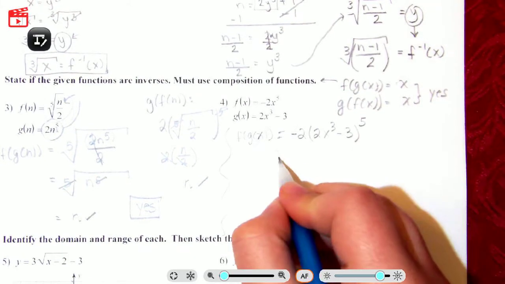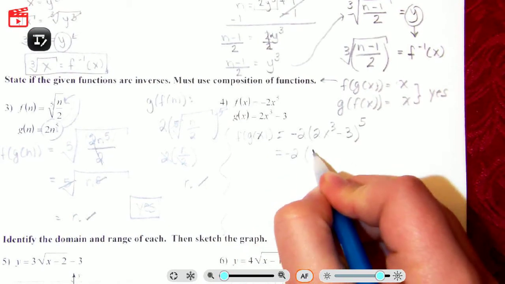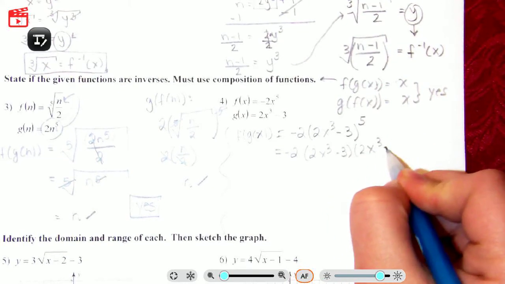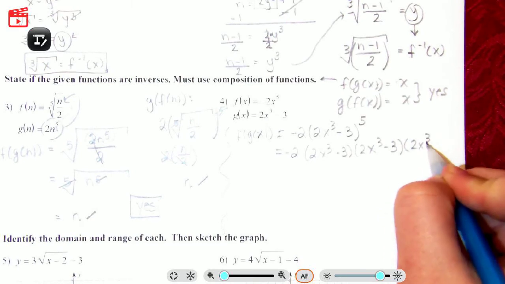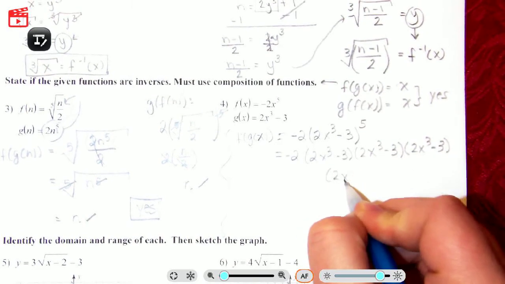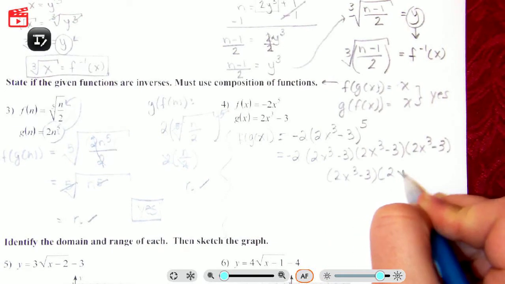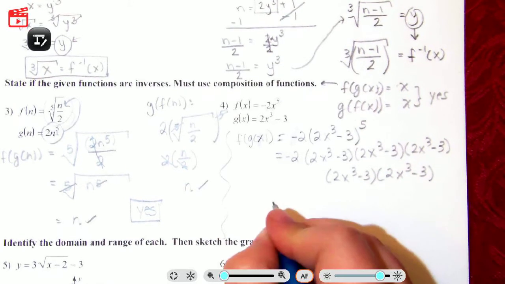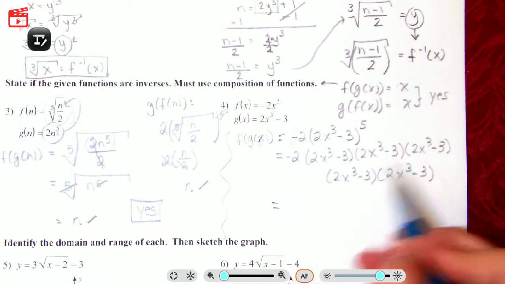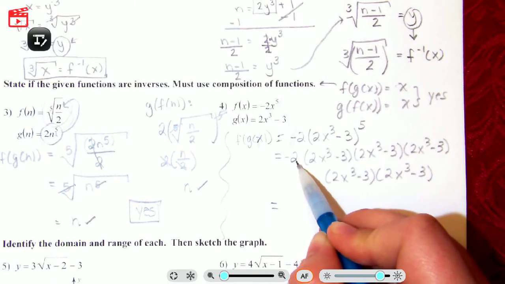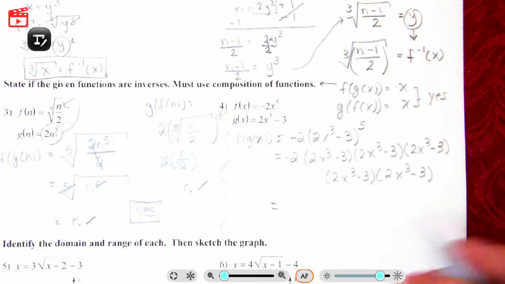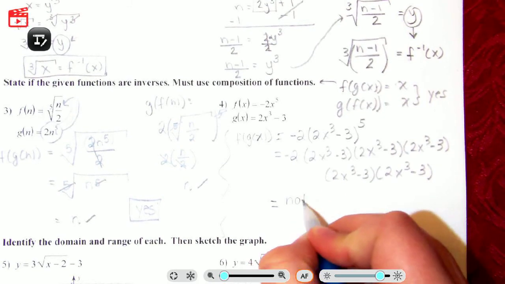Okay, so this right here is going to be a very lengthy problem because we have 2x cubed minus 3, five times: 2x cubed minus 3, 2x cubed minus 3, 2x cubed minus 3, and 2x cubed minus 3. And then we need to FOIL all of this out. So I'm going to save you some trouble here and ask: if I multiply all of this out and then multiply it by -2, will all of it all of a sudden cancel out and give me an x? It does not. So I'm going to say not equal to x.